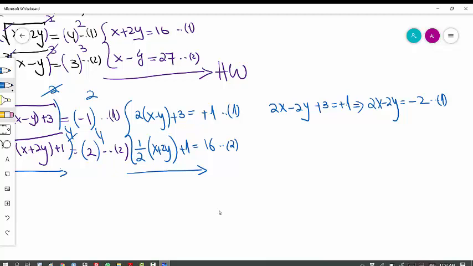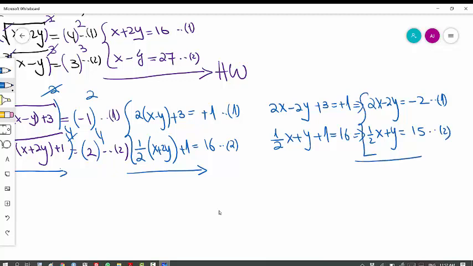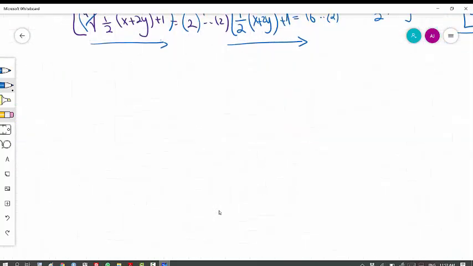The second equation, multiplying 1/2 with x, 1/2 x, 1/2 with 2y becomes y, and plus 1 is equal to 16. From here, 1/2 x plus y is equal to, if I take 1 to the other side, 16 minus 1, which is 15. This is the second equation, and this is nothing but a system of linear equations, the solution of which I give as homework.